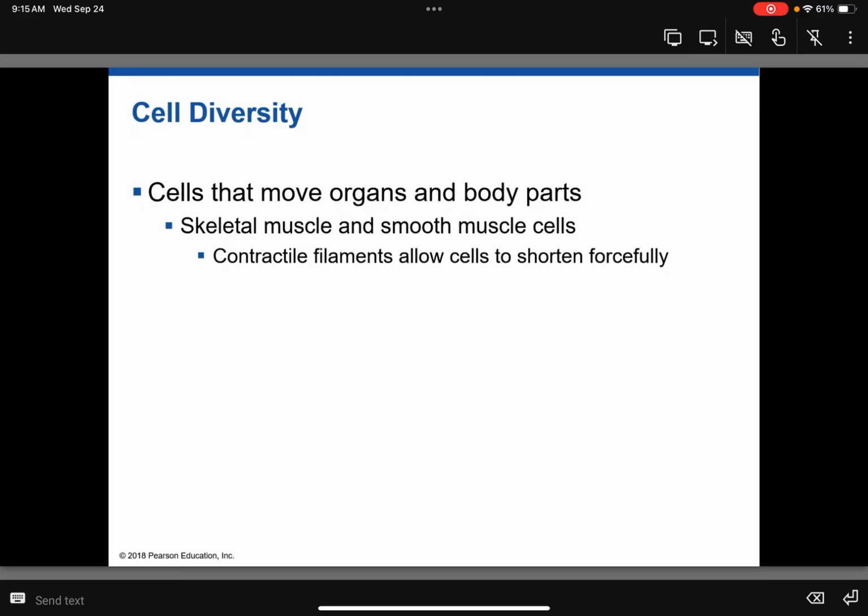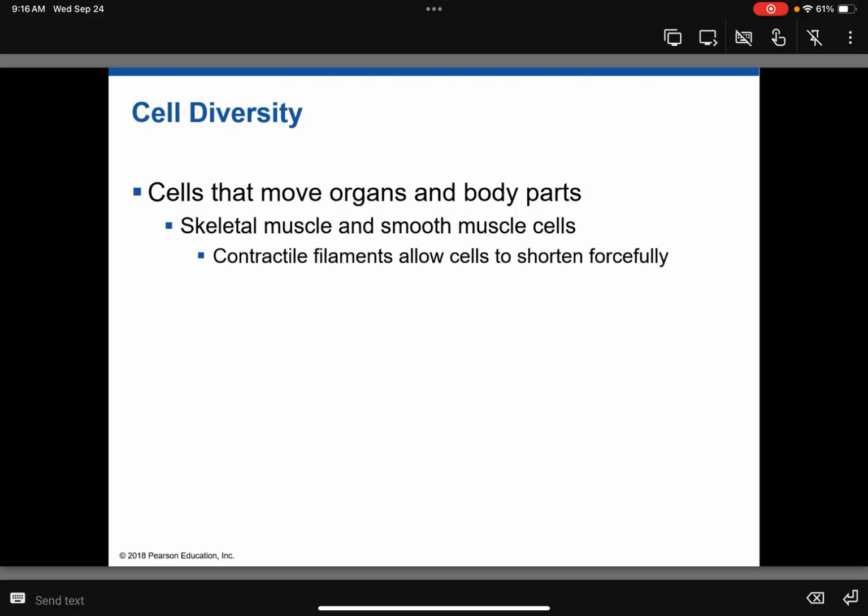So, cells that move organs and body parts. We started talking about the skeletal muscles. Those are the ones that are attached to our skeleton, hence the name, that allow us to move. It gives us our locomotion. We can move from place to place. We can do all the things that we can do because we are able to move.